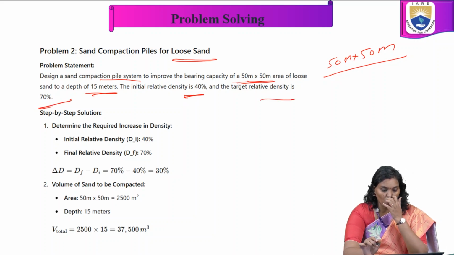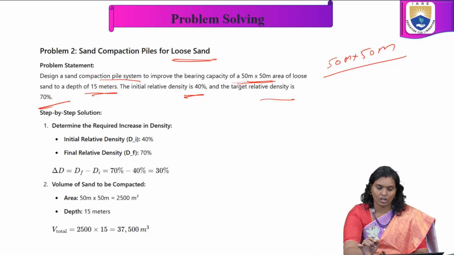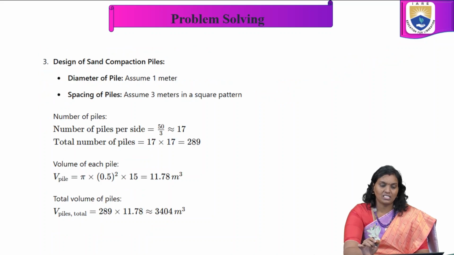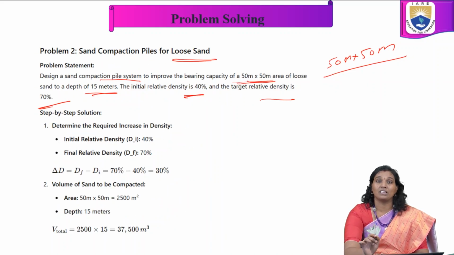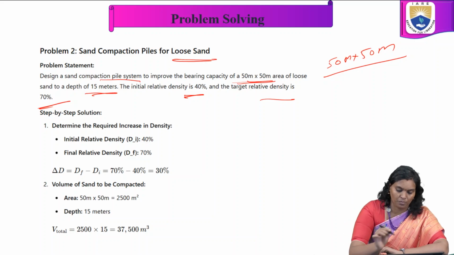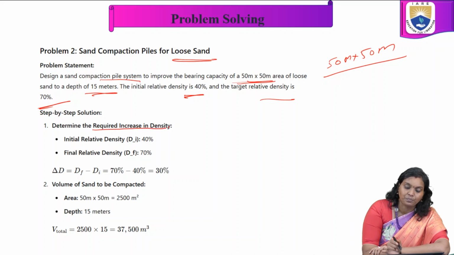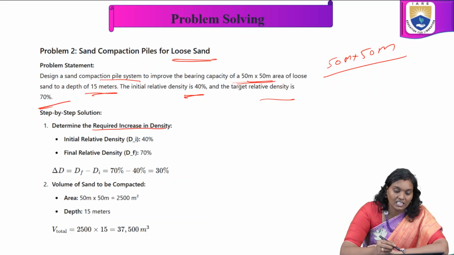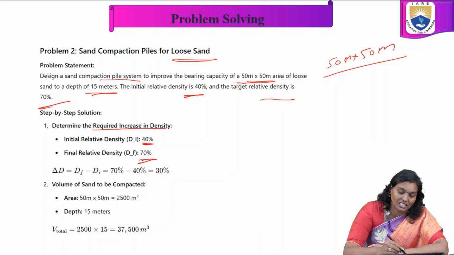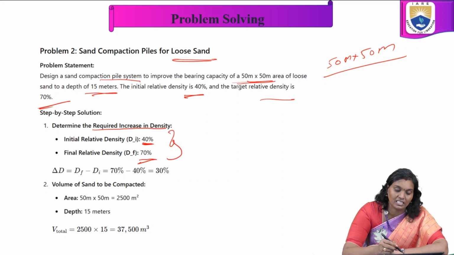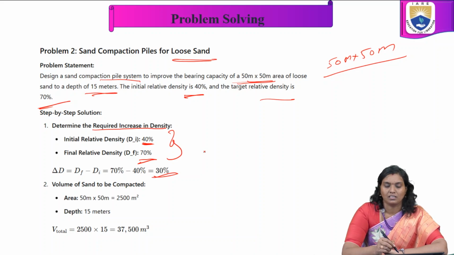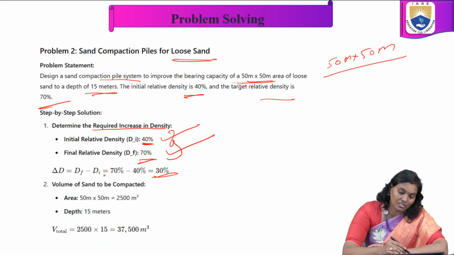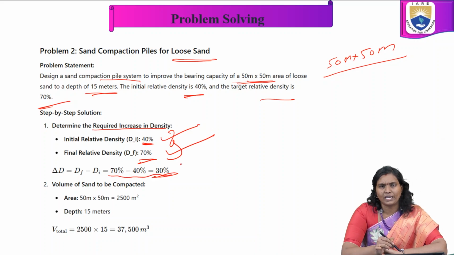Here, what are the steps involved in this particular problem? That is, determine the required increase in density, volume of the sand, and design sand compaction piles. These are the step by step procedure which is involved. In each step we do the calculations. First, determine the required increase in density. The initial density is 40%, the required density is 70%. The difference between the densities is equal to 30%. So initially it is 40%, the final relative density is 70%, and the difference between those two is 30%.